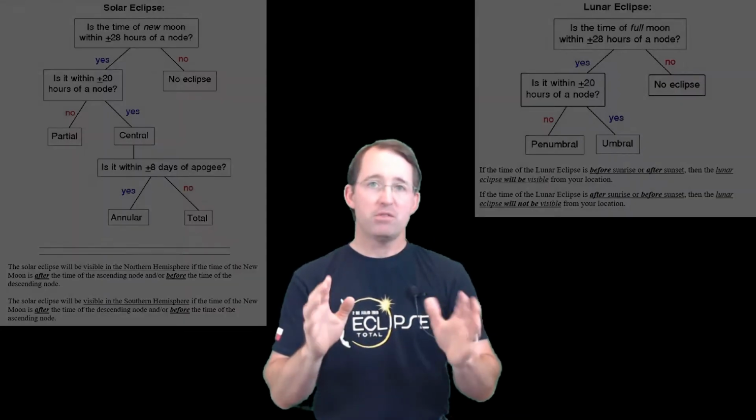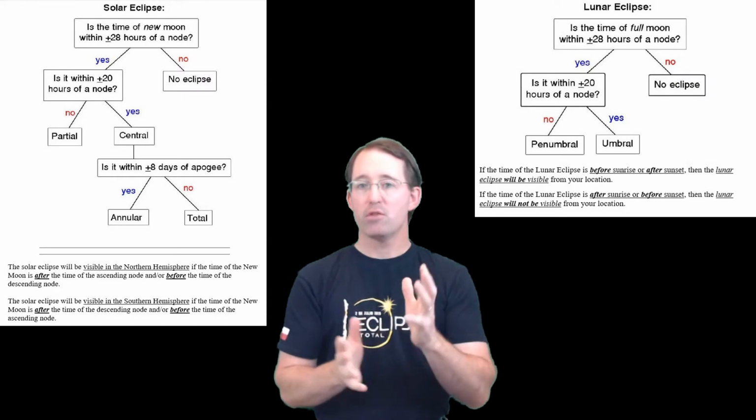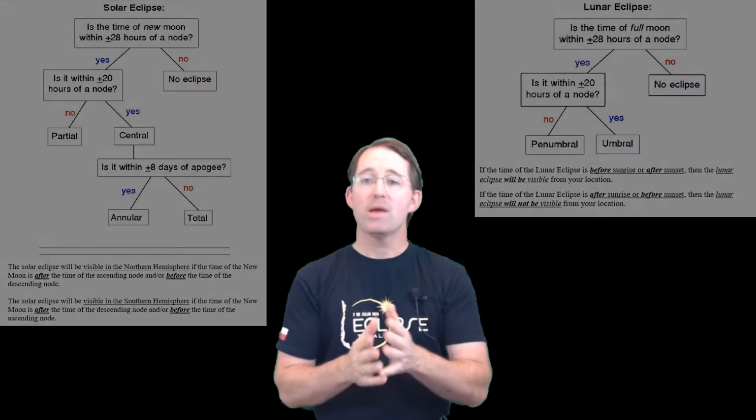However, if it's within 20 hours of hitting the node, there'll be a total eclipse. And we can get really complex with this. You can even use nodes to help you figure out which part of the Earth is going to get to see the eclipse. But that's more than we're going to go into here. I've put together two simple flowcharts that I hope are helpful, and they go into that kind of detail. There's a link to that file in the video description if you want to get into the nitty-gritty.